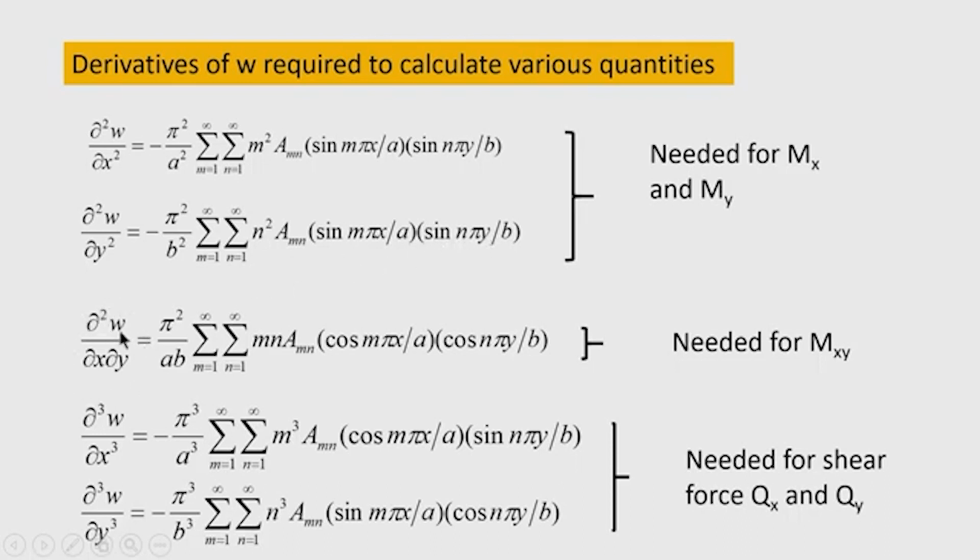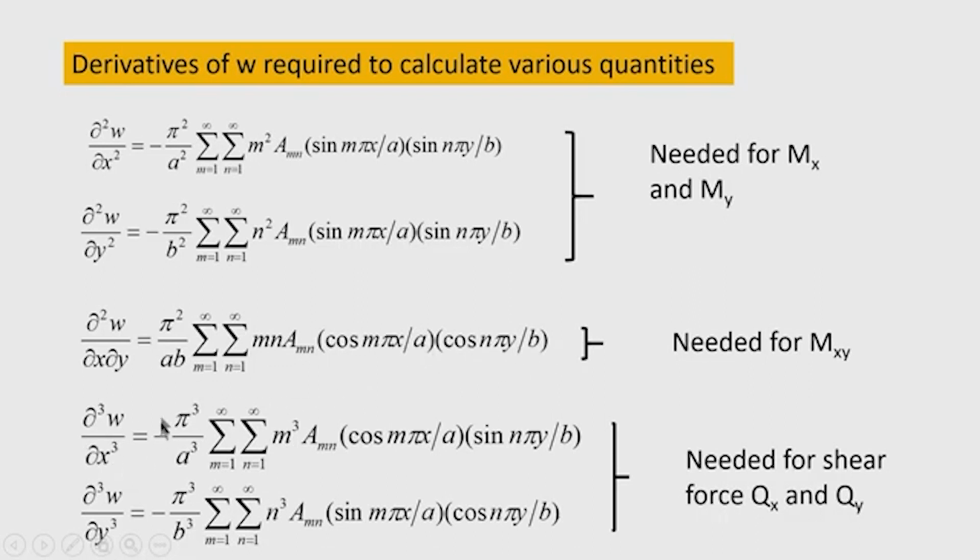This mixed derivative, del square w by del x del y, is needed for calculation of the twisting moment developed in the plate. This twisting moment is sometimes important, and it is calculated with the help of this derivative. Of course, it has to be multiplied by minus D into 1 minus mu. So, the final result of this derivative is pi square by a b summation a_mn cos m pi x by a cos n pi y by b.